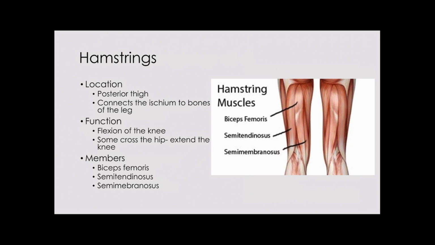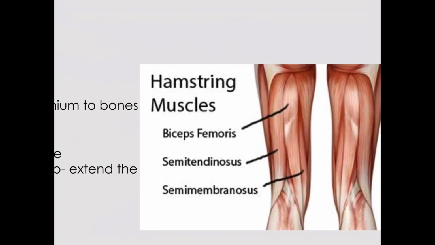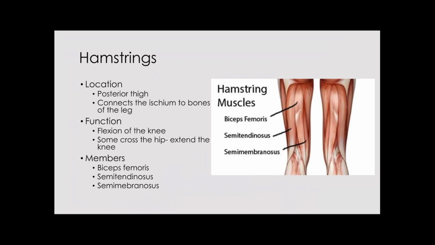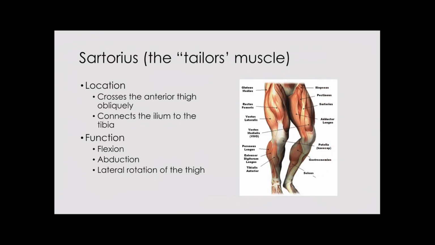They have group members as well. Their members are your biceps femoris. Remember, biceps femoris is not the biceps that are in your arm. These are the biceps that are related to your femur. You have your semitendinosus and then your semimembranosus. So you can see that in the diagram here. You can see the biceps femoris is kind of in the middle. You have your semimembranosus on the more medial side, and then your semitendinosus on the lateral side. Those are the three members that make up your hamstring muscles.